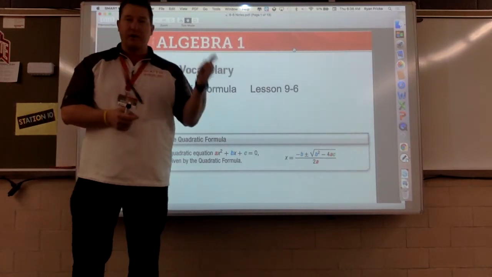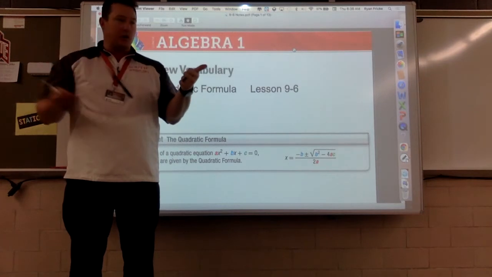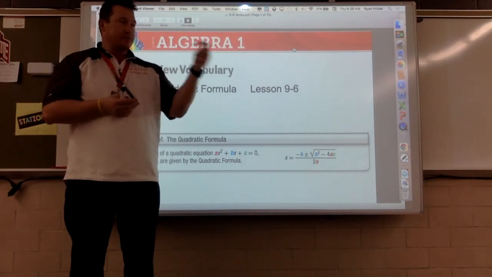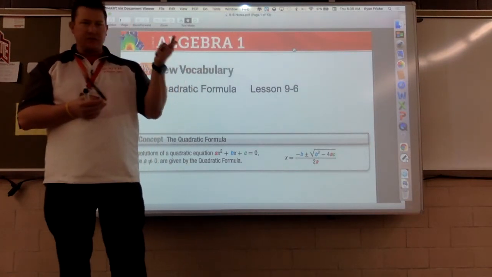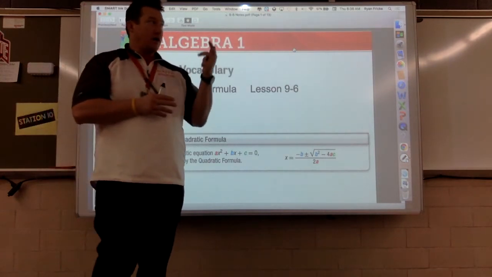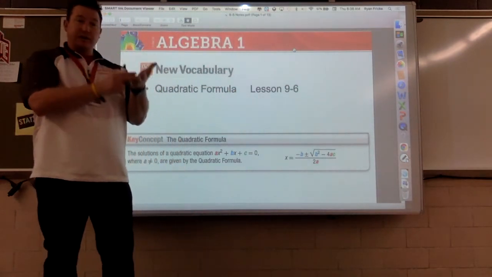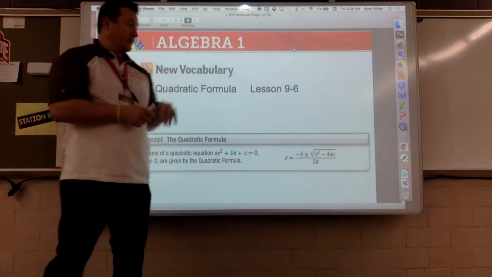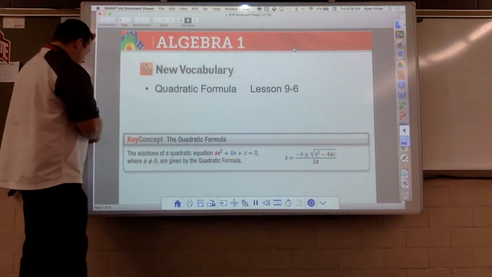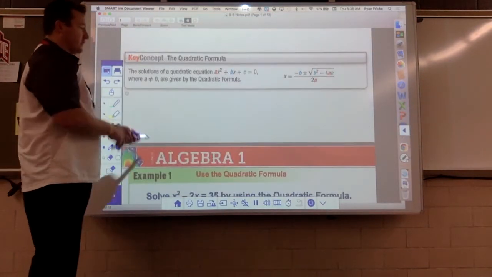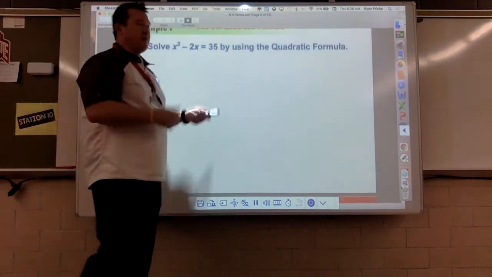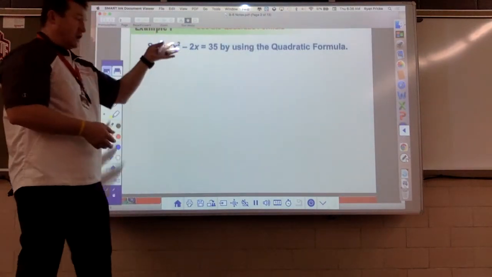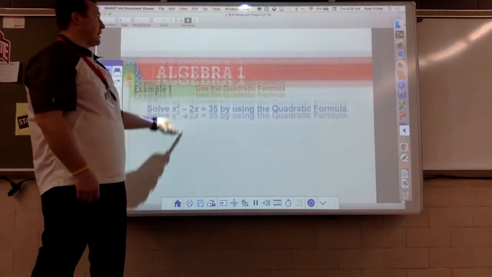Remember, we have all of our other ways. So we have graphing, if it's appropriate, if we're not going to get a bad number. What else do we have? We have factoring, we have square roots, we have completing the square, and now we have our fifth method. Why do we have so many methods? Well, here's the deal, guys. Some of them are easier than others, and some of them, like factoring, work way faster, as you will see, than the quadratic formula.